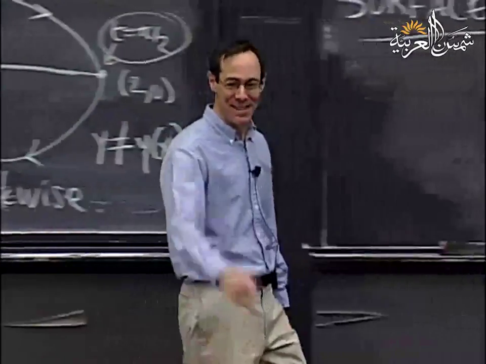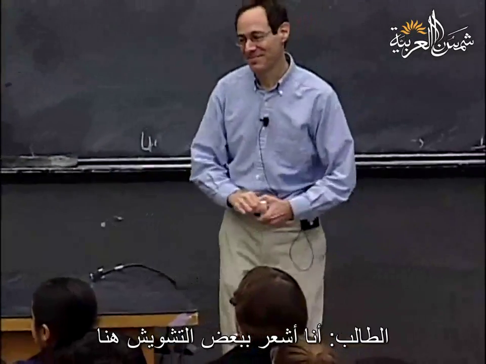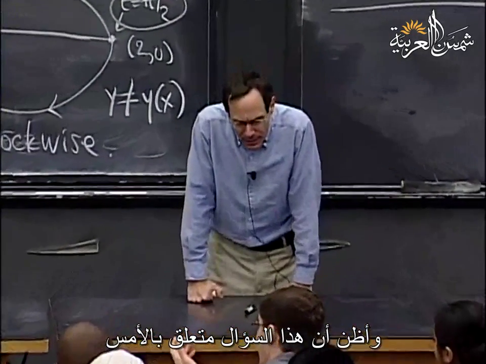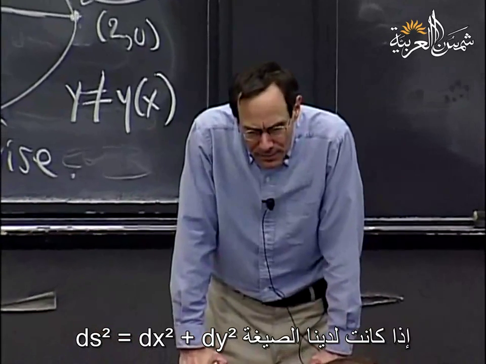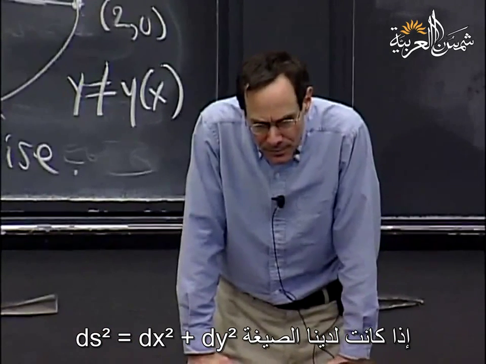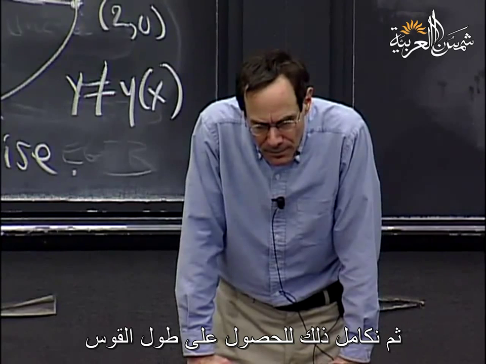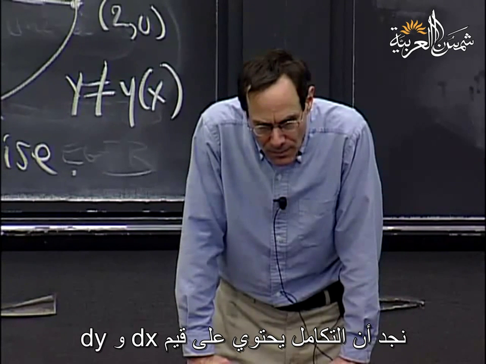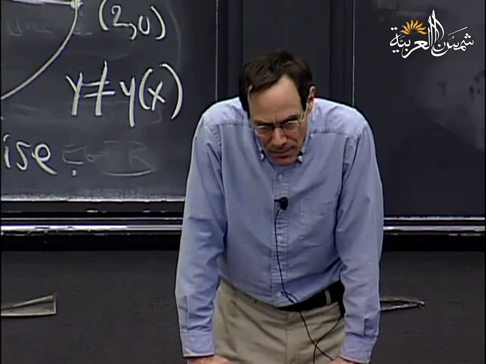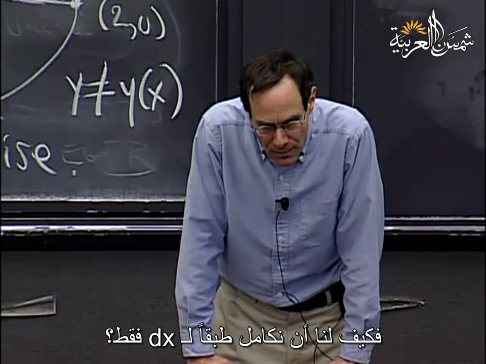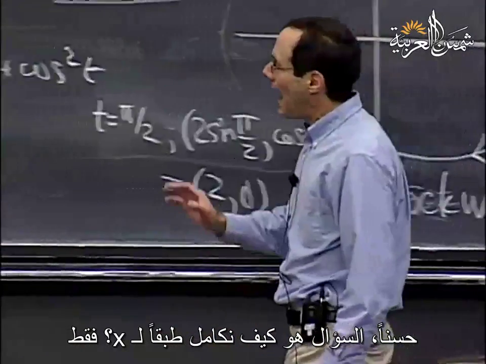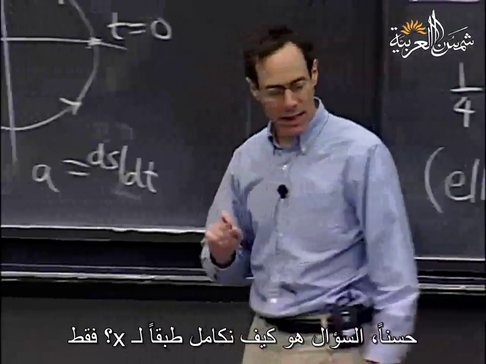Another question. I'm just a tiny bit confused, back to the basics. This is more of a question from yesterday. When you have your original ds squared equals dx squared plus dy squared, and then you integrate that to get arc length, the integral has dx's and dy's. So how are you just integrating with respect to dx? Okay. The question is, how are we just integrating with respect to x?